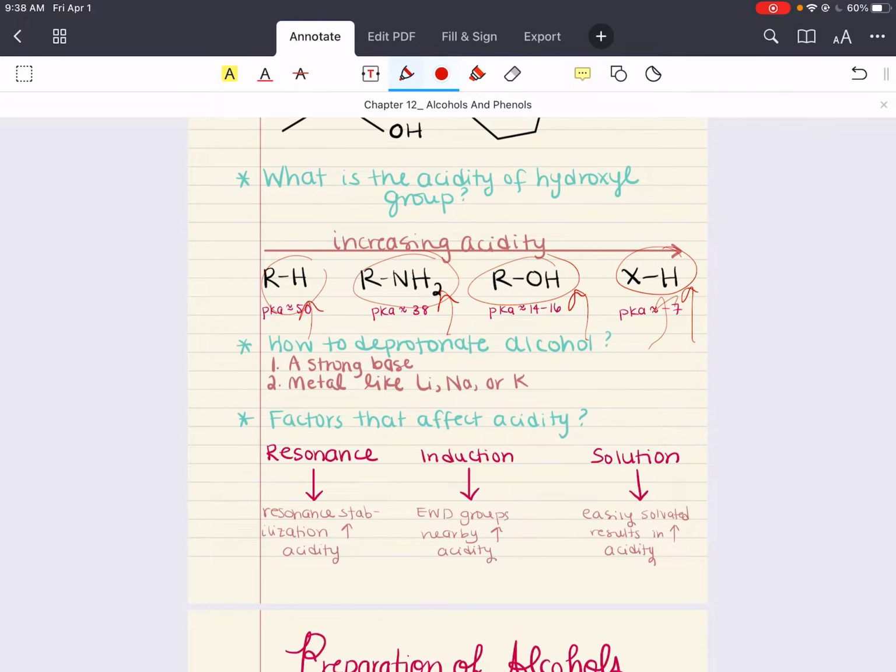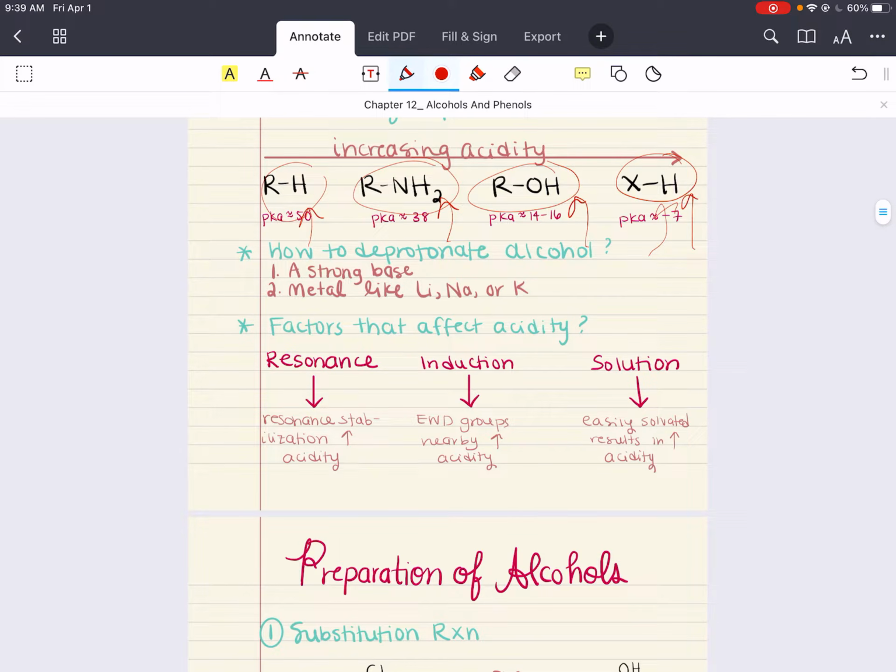Now, another important question is, how do we deprotonate an alcohol? Well, a strong base will do the job. Something like sodium hydride would work perfectly to deprotonate an alcohol. Something else that would also work is using a metal like lithium, sodium, or potassium. These metals react with the alcohol to liberate hydrogen gas, producing the alkoxide ion, which is the conjugate base of an alcohol.